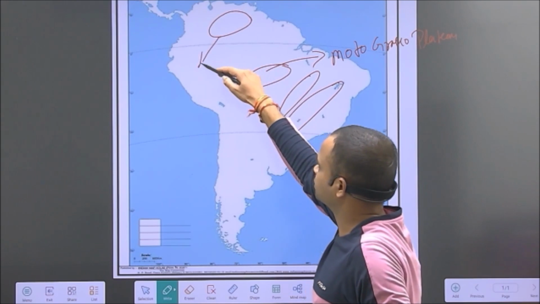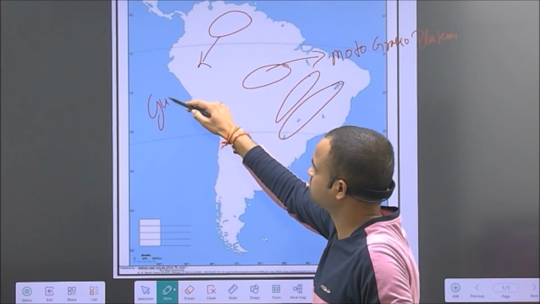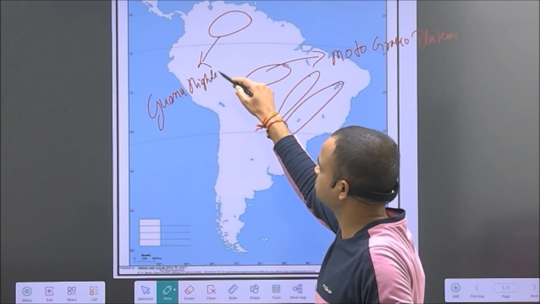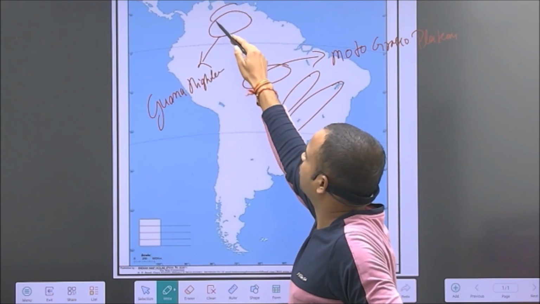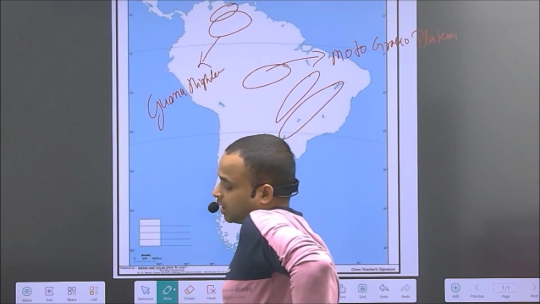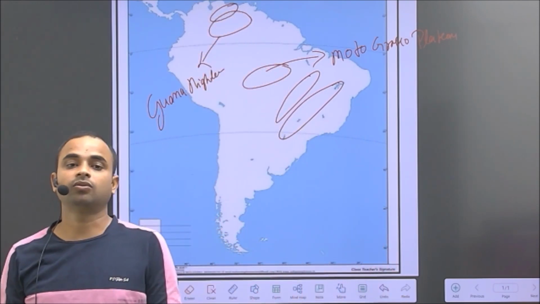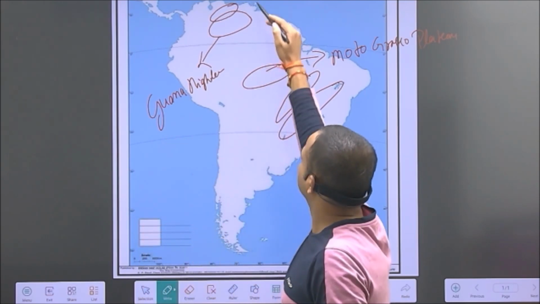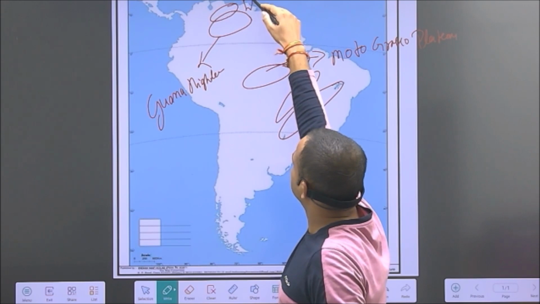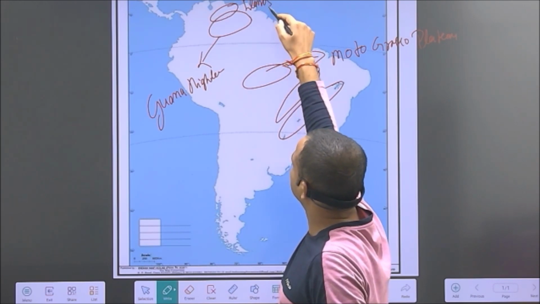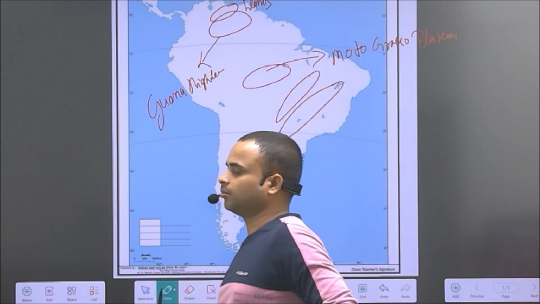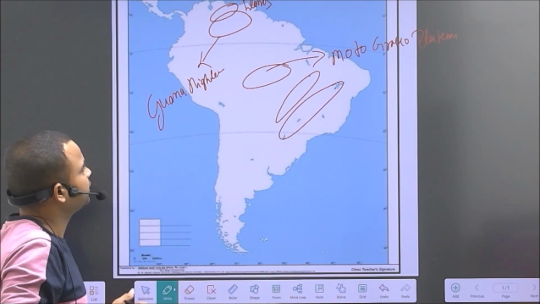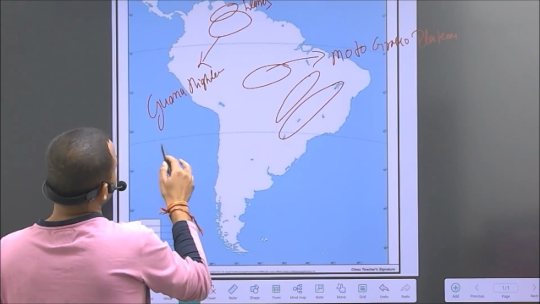Here you can see Guiana highland. And the northern side of Guiana highland is called Llanos. Llanos is basically grazing land. So this is all about grassland, and now we will discuss the Amazon River.